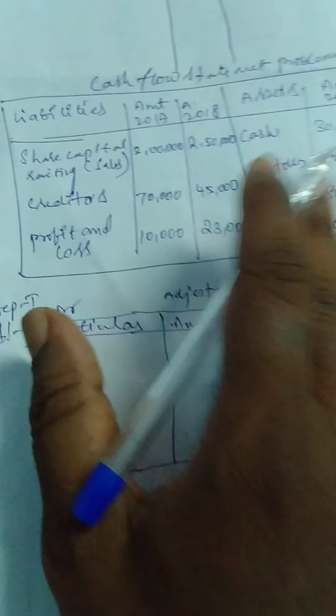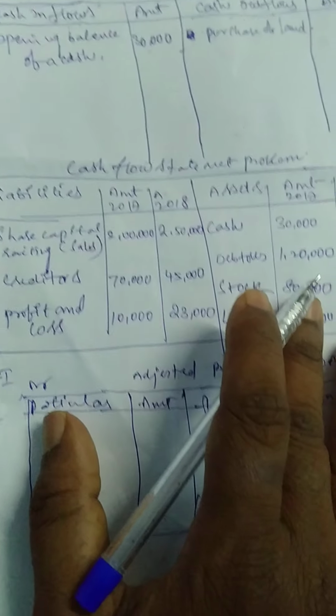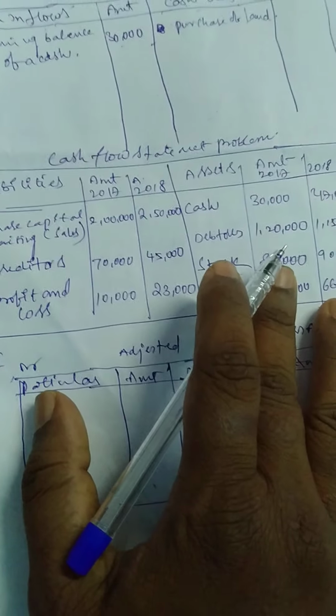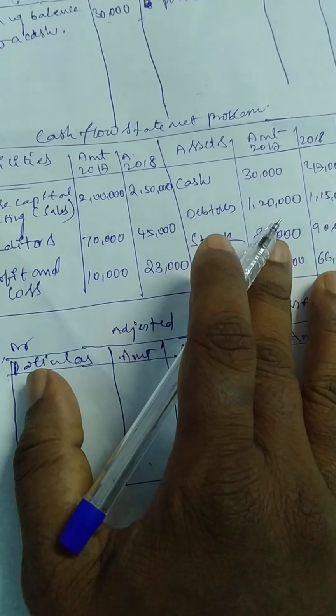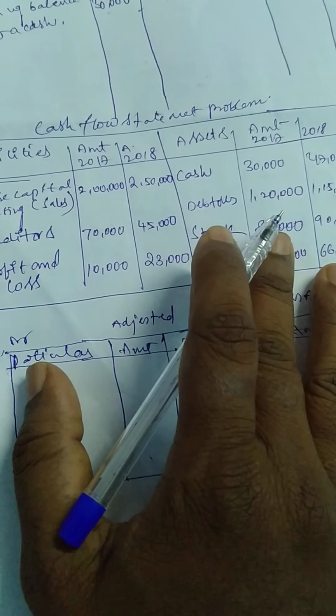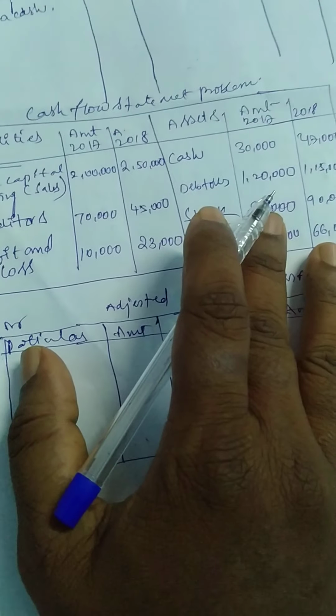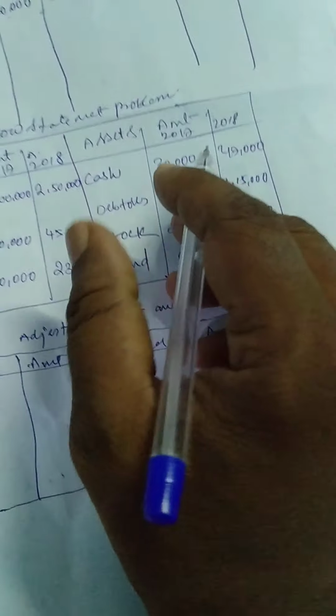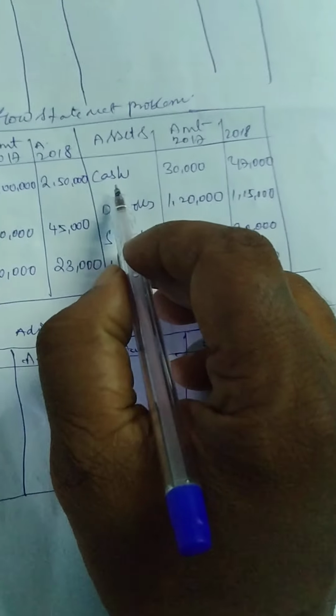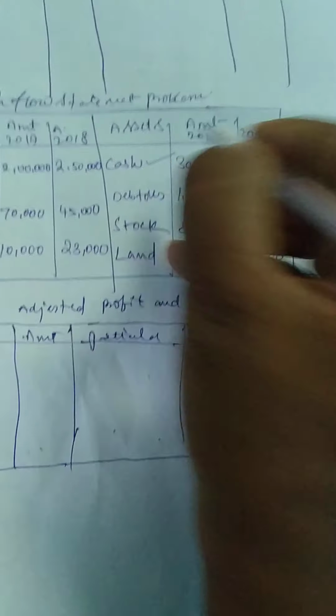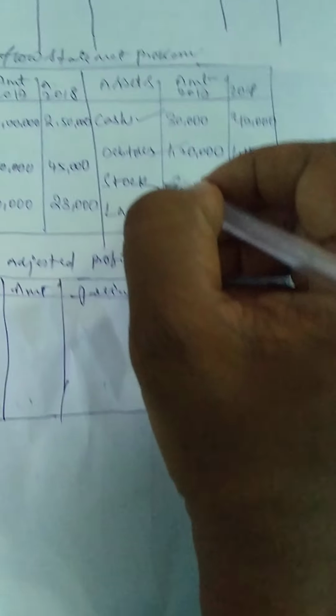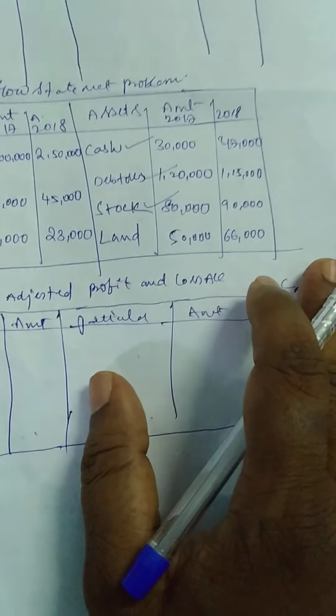For this adjusted profit and loss account, we first find out what transactions are given to us. According to this problem, we are going to find out the transactions of current assets and current liabilities. So what are the current assets and what are the current liabilities? See, cash is a current asset, and debtors and stock are current assets.